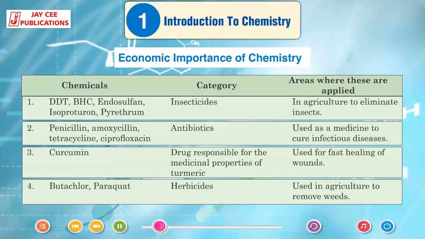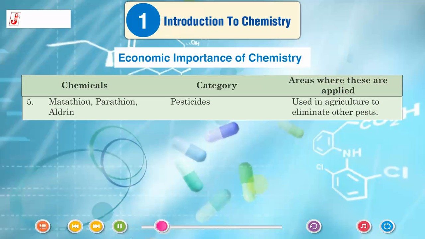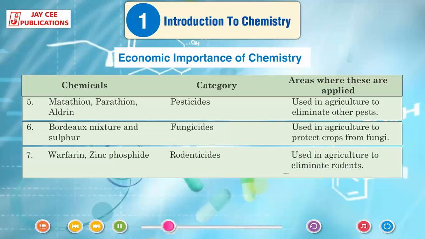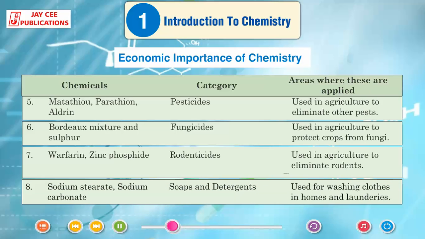Butachlor, paraquat: herbicides used in agriculture to remove weeds. Malathion, parathion, aldrin: pesticides used in agriculture to eliminate other pests. Bordeaux mixture and sulfur: fungicides used in agriculture to protect crops from fungi. Warfarin, zinc phosphide: rodenticides used in agriculture to eliminate rodents. Sodium stearate, sodium carbonate: soaps and detergents used for washing clothes in homes and laundries.